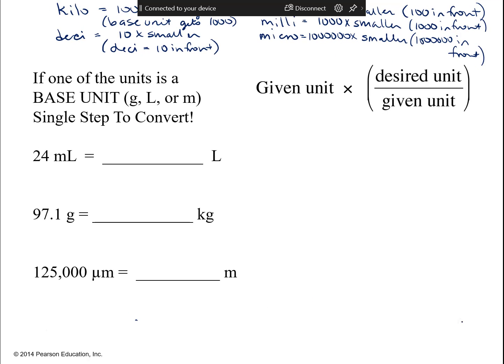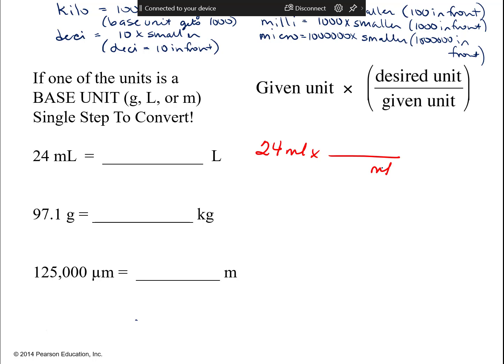All right, so let's see. So 24 milliliters is how many liters? What do I put down first? Yep, so I put down first thing, 24 ml times in a line. That's like literally always how you start, okay? Given unit times in a line. That unit goes where? On the bottom. So whatever I start with, so ml goes on the bottom. Because what do I want them to do? I want them to cancel.